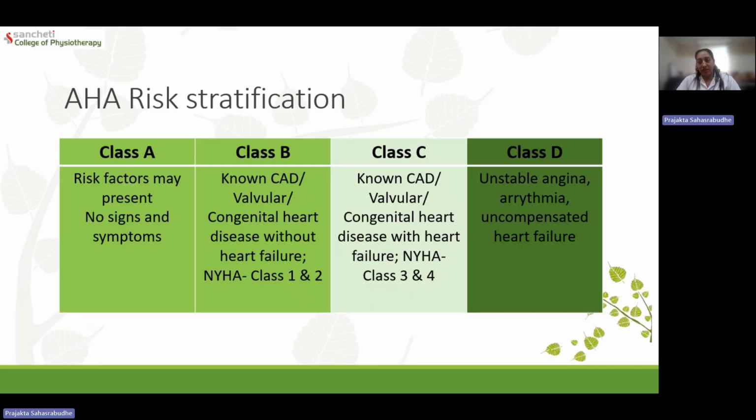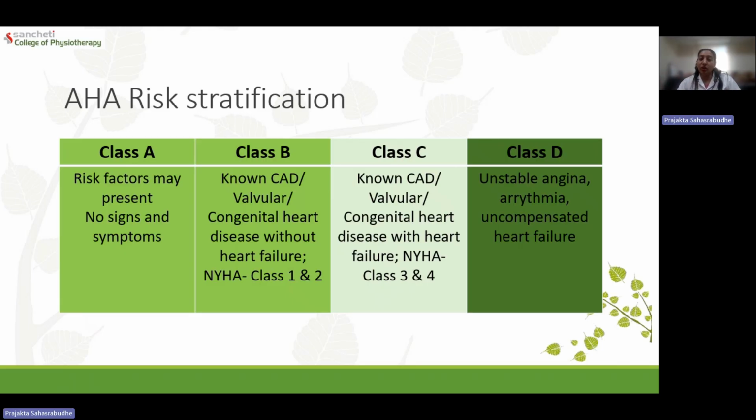So where we can begin with phase 1 cardiac rehabilitation and where we have to wait for some period of time. This is the AHA risk stratification table, wherein every patient can be classified under these four categories. Class A is risk factors may be present, no signs and symptoms. Class B is known coronary artery disease or valvular heart disease or congenital heart disease, but the patient does not have heart failure. Class C is known cardiac disease with heart failure, but it is compensated heart failure. When we try to load the heart with some physical activity, the heart failure component does not increase. And class D is unstable angina, arrhythmia, or uncompensated heart failure.